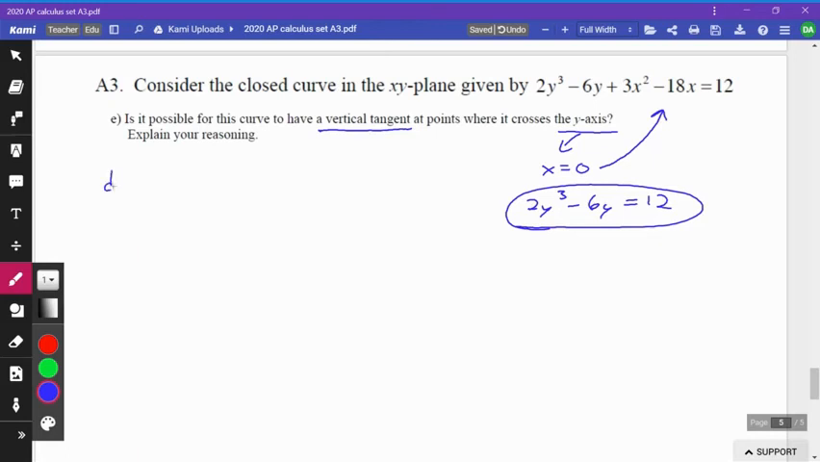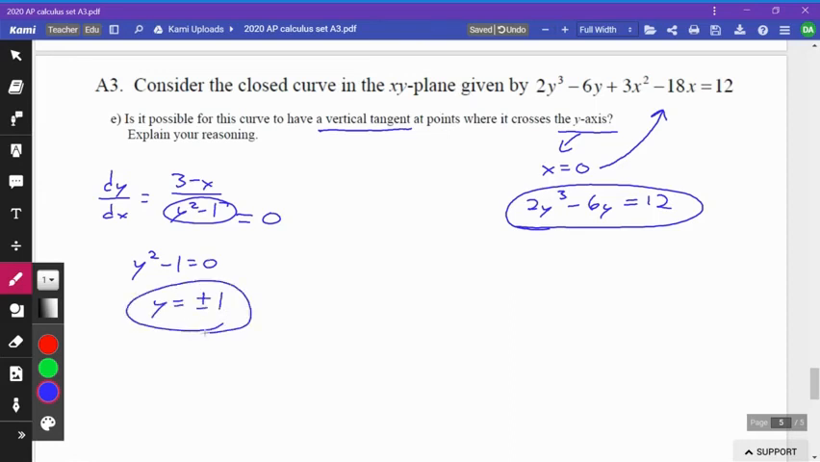Now, if I take a look at my derivative again, which was (3 minus x) over (y squared minus 1), I get a vertical tangent or an undefined slope when the bottom equals 0. So the bottom is going to equal 0 when y equals plus or minus 1. So I know that y has to be plus or minus 1, and to be on the y-axis, this is the equation I'm going to deal with. What I'm going to do is plug plus or minus 1 into here.